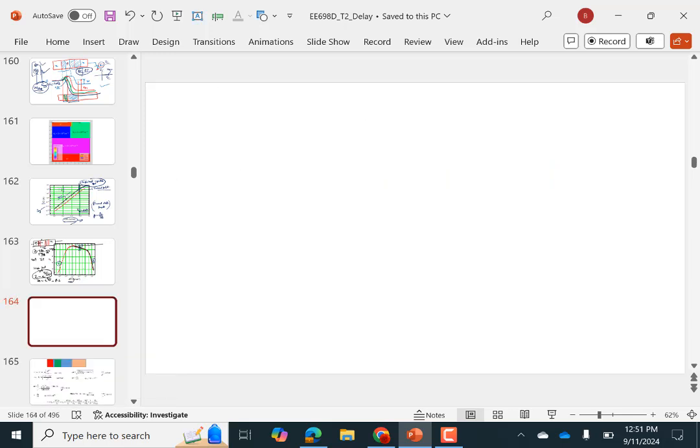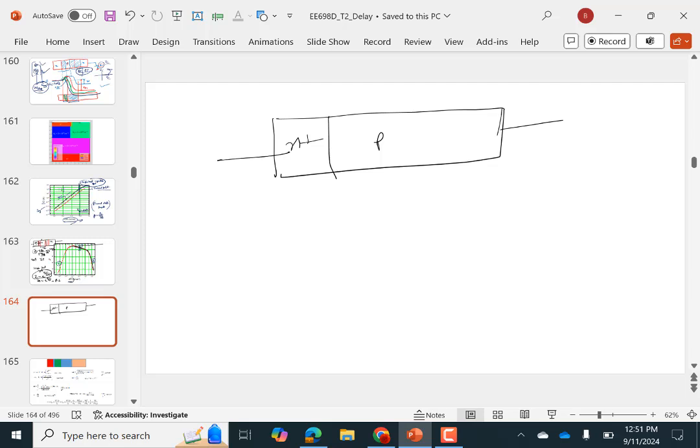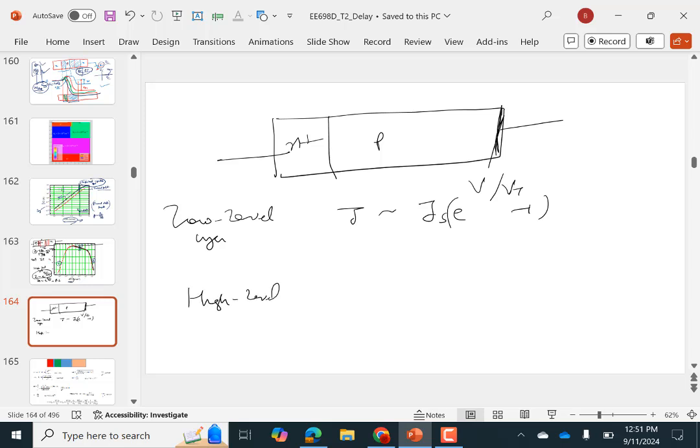Let's take a junction like this. Suppose this is N plus and this is P, just a diode, and there's a contact here. When there is low level injection, which all of you are familiar with, current goes as J equal to Js times e to the power V by Vt minus 1. But in high level injection, J begins to go as some Js dash e to the power V by 2 Vt.